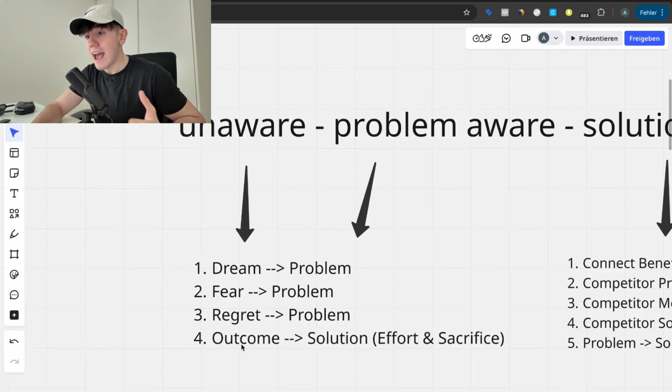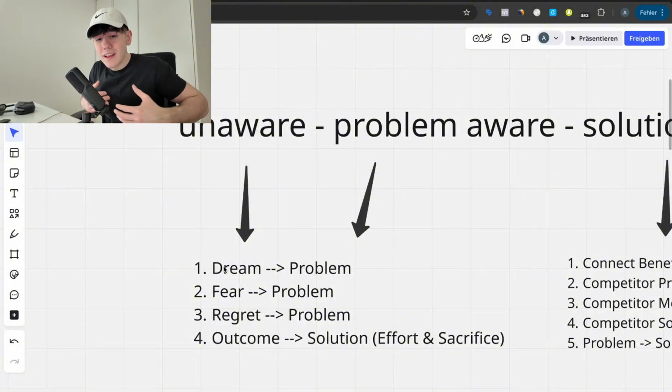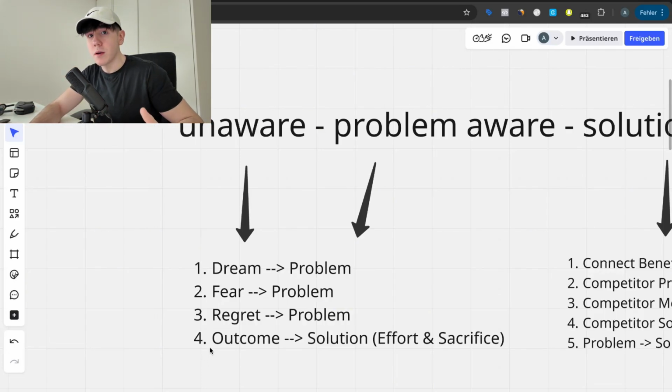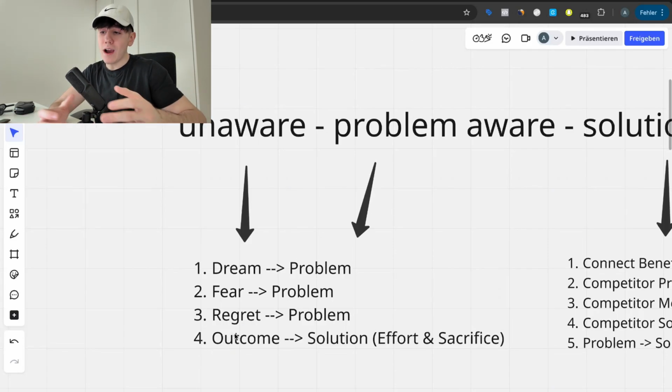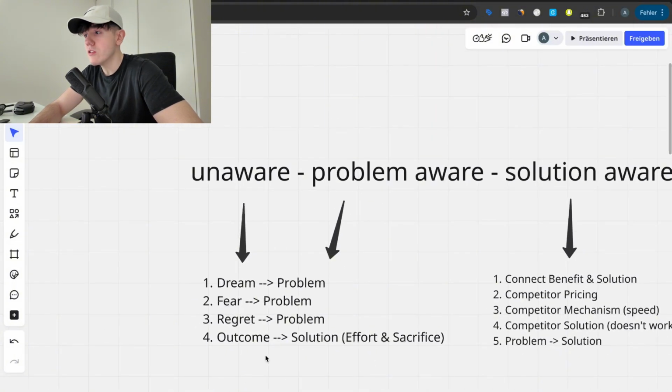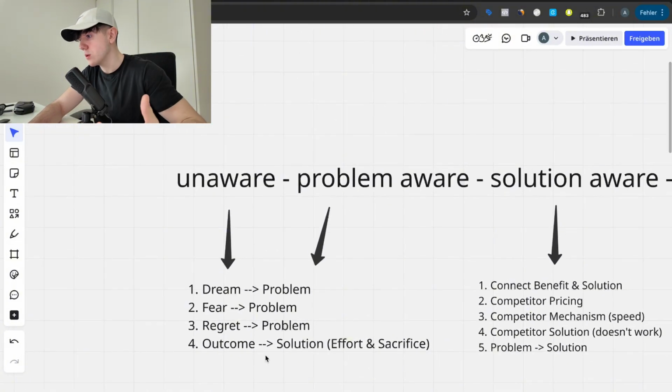And then the last one is outcome to solution. So once again, you kind of start with the dream, right? But instead of saying, okay, well, you can achieve this dream, but this is the problem, you immediately go to your solution and say, well, this is how you can put in a lot less work, a lot less effort, a lot less sacrifice, and achieve that outcome very quickly, right? And so this is a very smart way to tie the outcome to the solution very, very quickly, and essentially turn an unaware, problem-aware person solution aware extremely quickly, right?